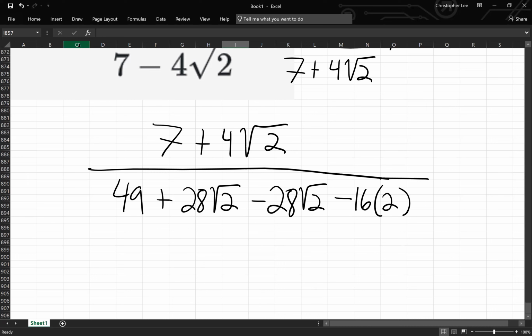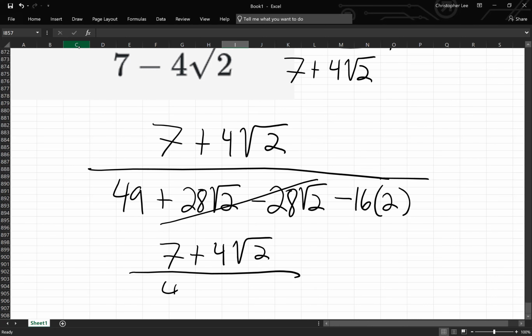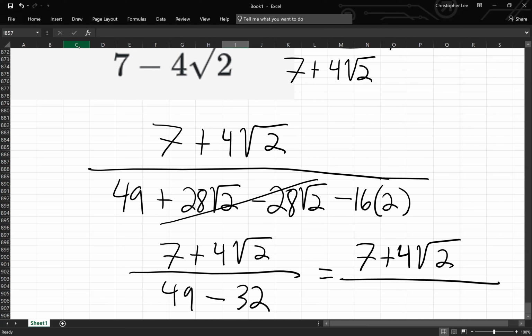Did I lose anybody? Combine like terms. This becomes 7 plus 4 square root 2 over 49 minus 32, something like that. So that's going to be 7 plus 4 square root 2 over 9 minus 2, which is 17, I think, something like that. Not bad, right?